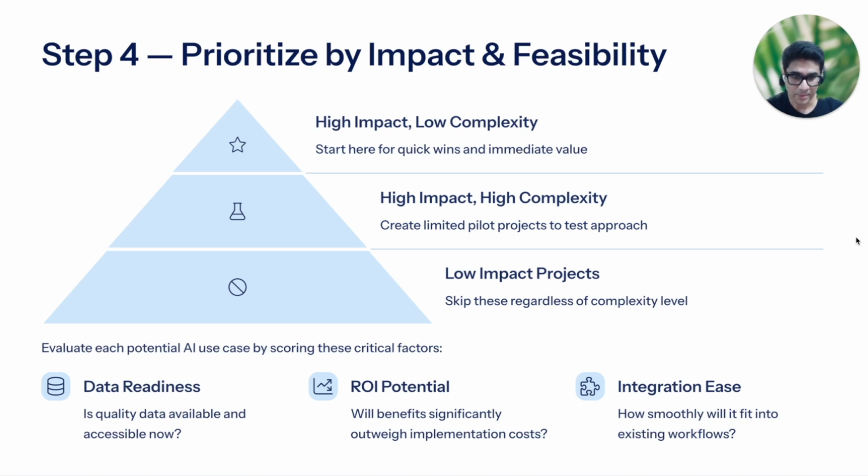Next, what is your ROI potential, right? Will the benefits significantly outweigh the implementation costs? If you're going to take $1 million to implement something that just gives you 100K, it's a clear-cut sign that it's better that we just add more people to the process, cut the process, improve the process, and so forth. It just doesn't make sense.